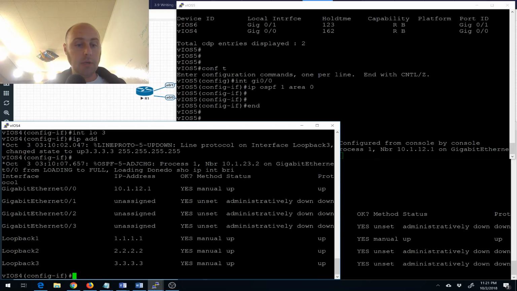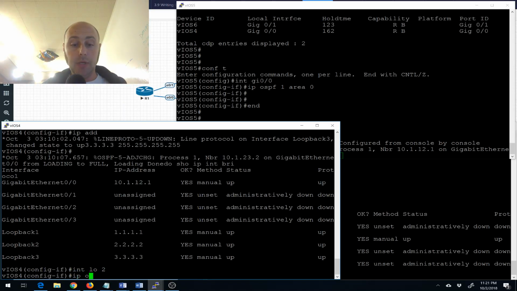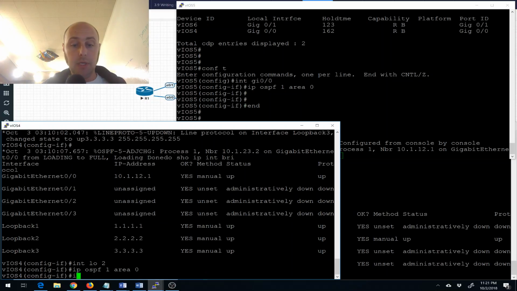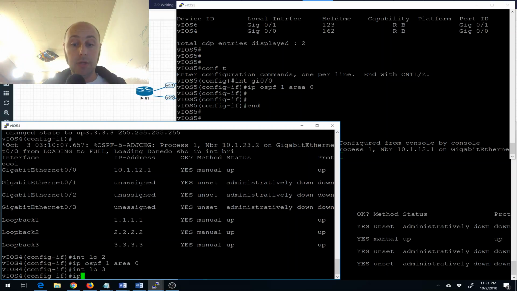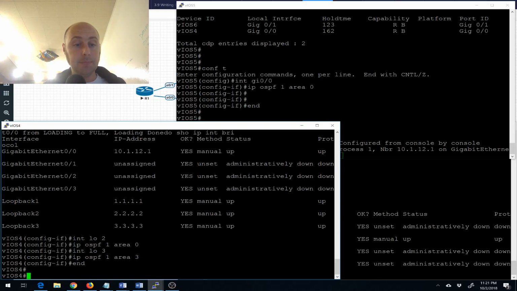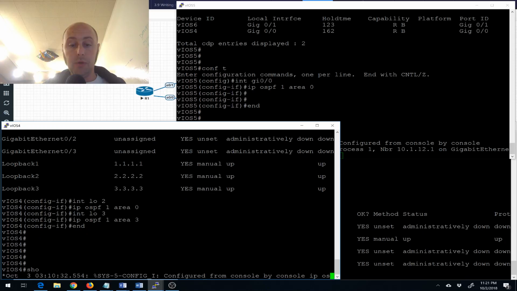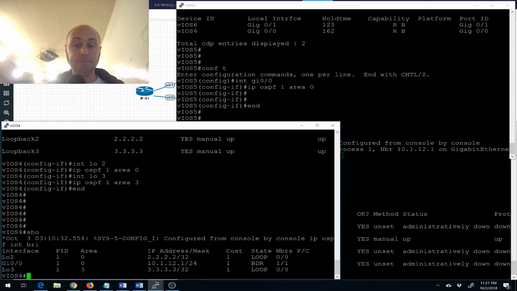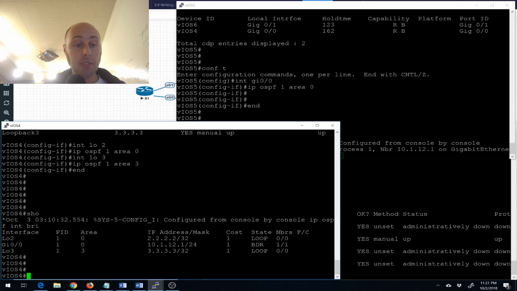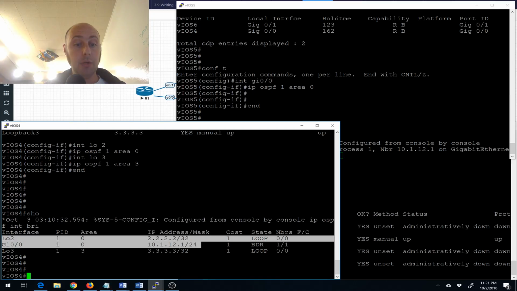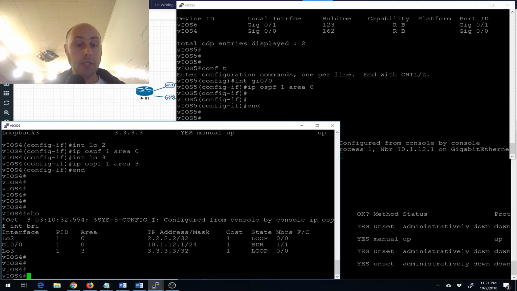So let's check our interfaces. They're up. Now let's activate OSPF on those interfaces. So we're going to put loopback number 2, which is on router 4, in area 0. So interface loopback 2, IP OSPF 1 area 0, and interface loopback 3, we're going to put that in area 3. So IP OSPF 1 area 3. Now we can check this by doing show IP OSPF interface brief, and we can see our interfaces that are participating in OSPF and what areas they're in.